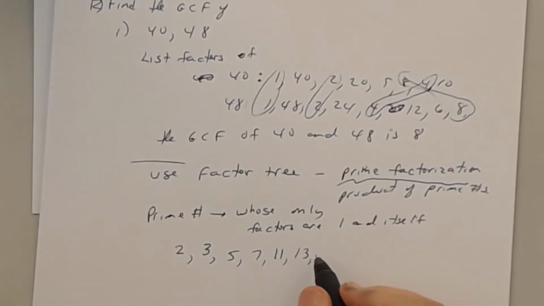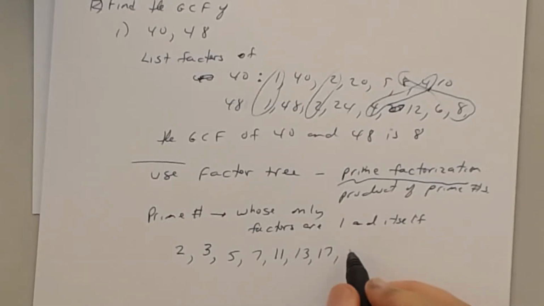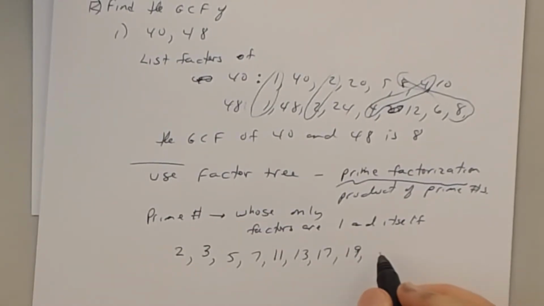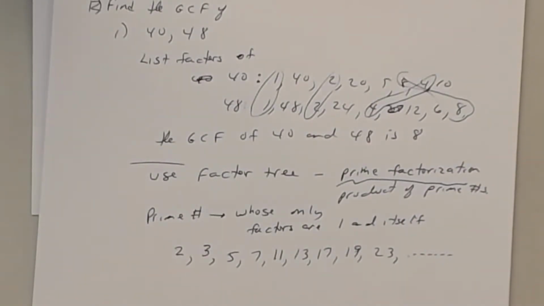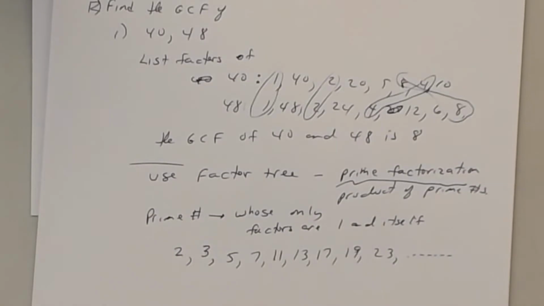Then what? 17. We're missing one. 19. 20 is even. The only even number that's prime is what? 2. 21 is not prime because 3 goes into 21, 7 goes into 21. 23, and they're an infinite number. But those are your prime numbers. So prime numbers are numbers whose divisors are 1 and itself.